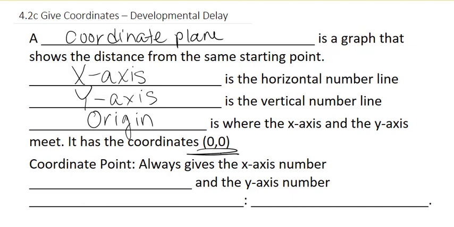Coordinate point always gives the x-axis number first and the y-axis number second. And it looks like something like this when you write it out. So let's look at an example.